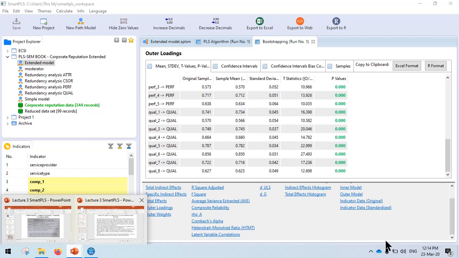So that's all about today's discussion. In the next video we will discuss the structural model assessment. We have done the measurement model assessment for both reflective and formative, and next time we are going to discuss structural model assessment.